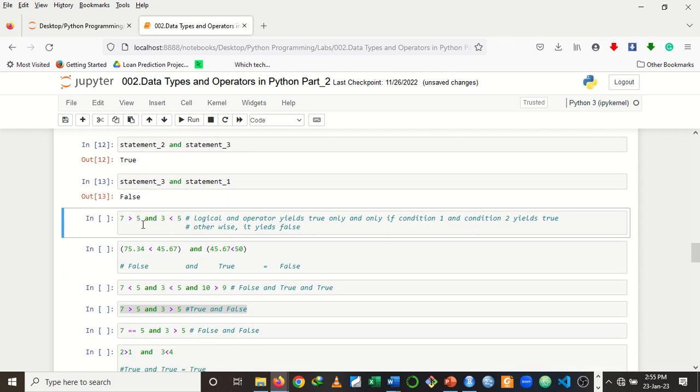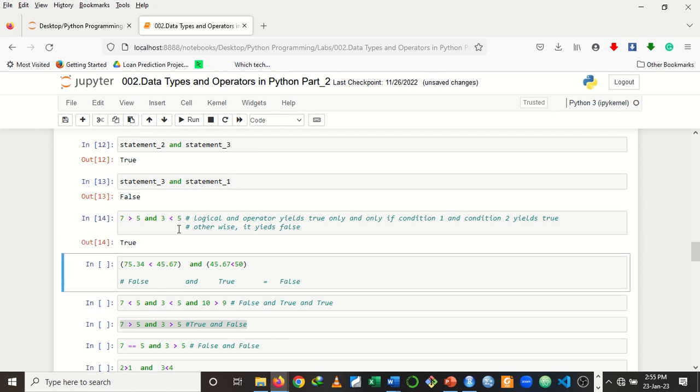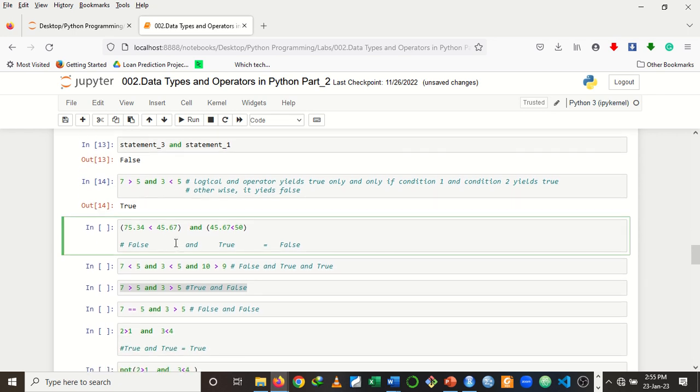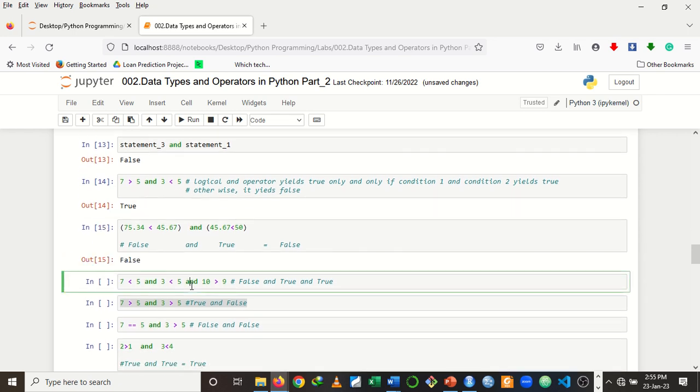And let's use numbers here. 7 is greater than 5, that's true, right? 3 is less than 5, that is also true. So if you write an expression like this, the outcome will be what? True. We have more examples here, and it doesn't have to be only 2 expressions. You can have more expressions. Python will just make sure that it breaks them into units and then deals with them accordingly.